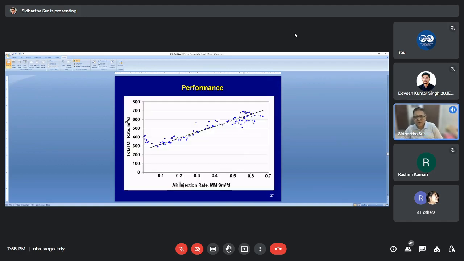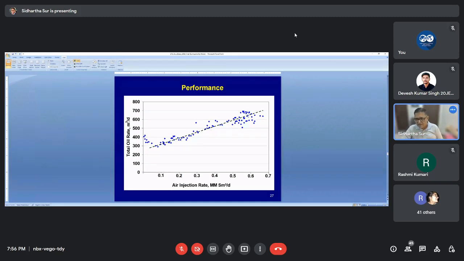So when you plot a cross plot of air rate with oil rate, you will see a straight line, almost a linear relationship, which tells you of the optimized air injection rate. As we went on increasing air injection rate, oil production rate increased. This is actual information of the field.